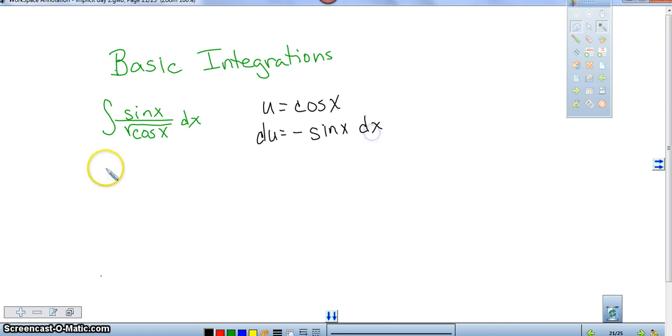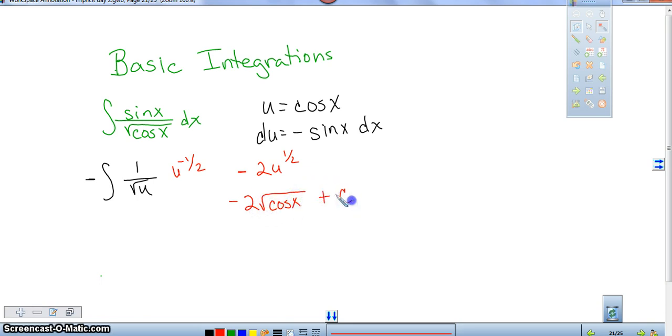dx. So then I'm integrating negative, because of this negative, 1 over the square root of u, or u to the negative 1/2. So when I integrate that, I'm going to get u to the positive 1/2 times 2, and it's going to be negative because of the negative in front. So I get negative 2 times the square root of the cosine of x plus c.